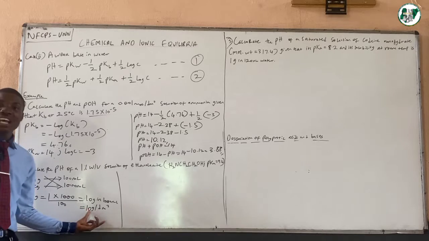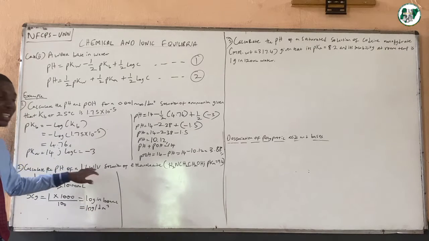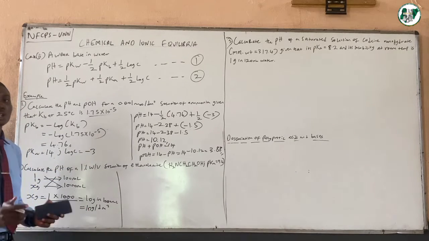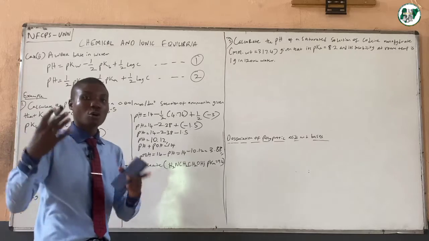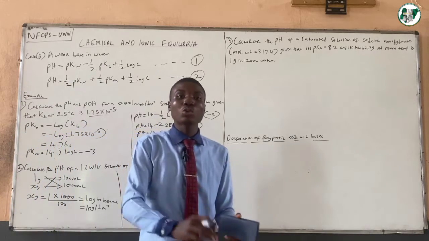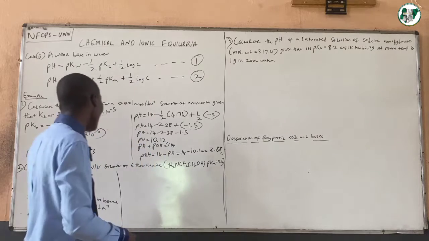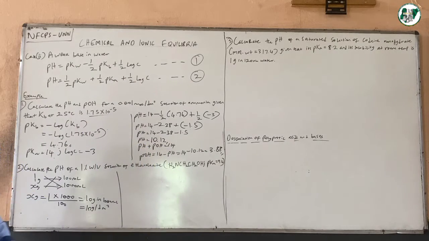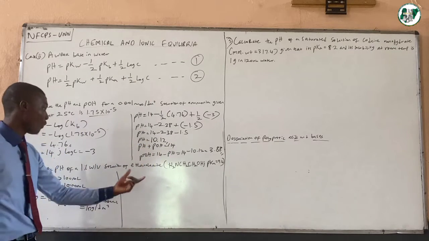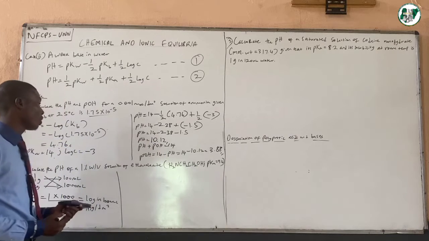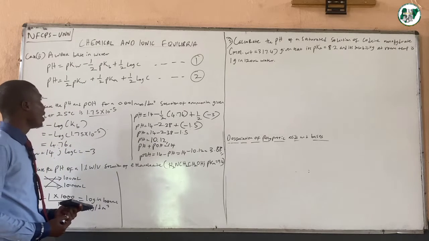But we are in gram per dm cube, and we are supposed to get it to mole per dm cube. Do you remember our formula for mole per dm cube? Concentration in mole per dm cube is equal to concentration in gram per dm cube divided by the molar mass in gram per mole. Now we have gram per dm cube. The only thing we don't have here is the molar mass of ethanolamine. They are gracious enough to give us the formula for ethanolamine.